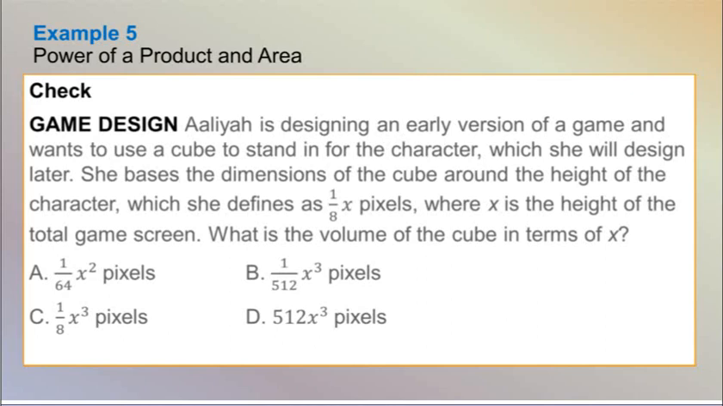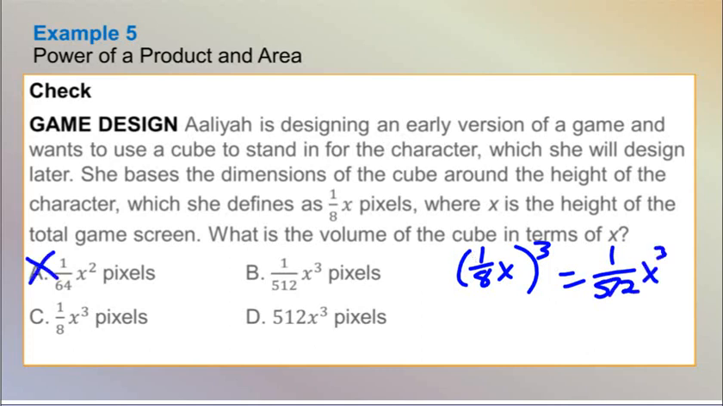So again, for finding volume of a cube, you cube everything. So if the side is 1/8 x, cube that, that would give us 1/512 x cubed. We know it can't be a because that's squared. We know it can't be c because the numerator is 1, so 1 cubed is not 512. They didn't cube the 1/8, so the only answer that would make sense would be b. So that is our lesson on multiplication properties of exponents.